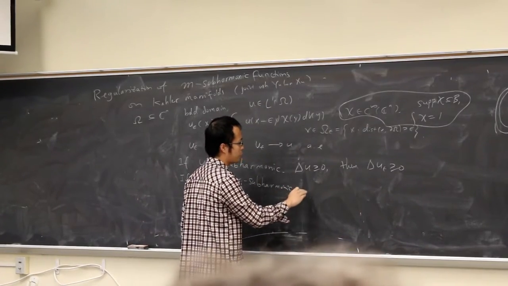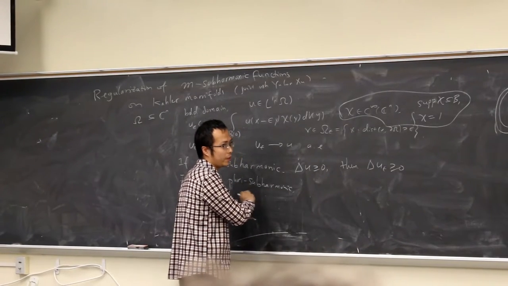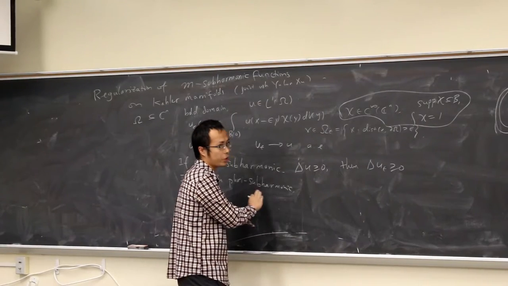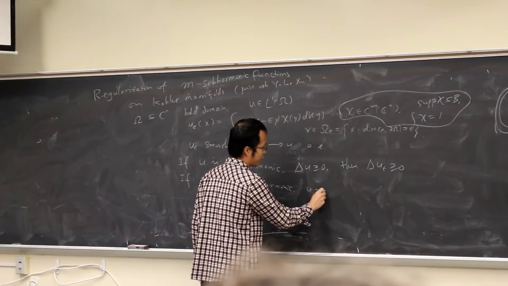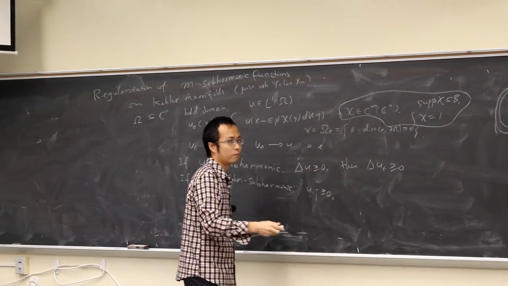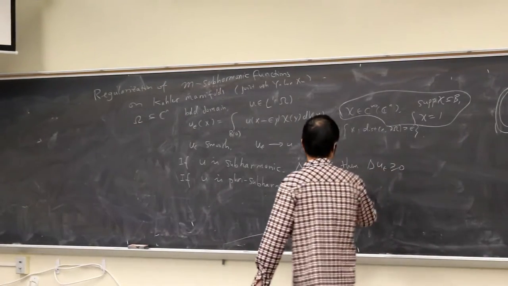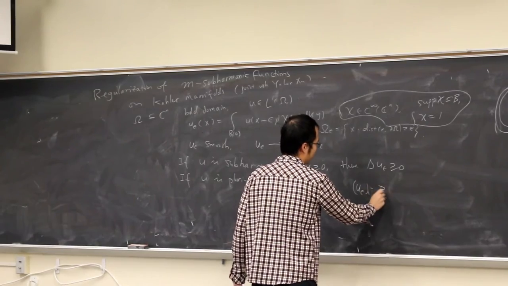So here let me assume there are weaker ways to define plurisubharmonic, but let's not worry about it, and just assume that U is C2 when I state this. In other words, U i j bar is non-negative. Then U epsilon i j bar is also non-negative pointwise.